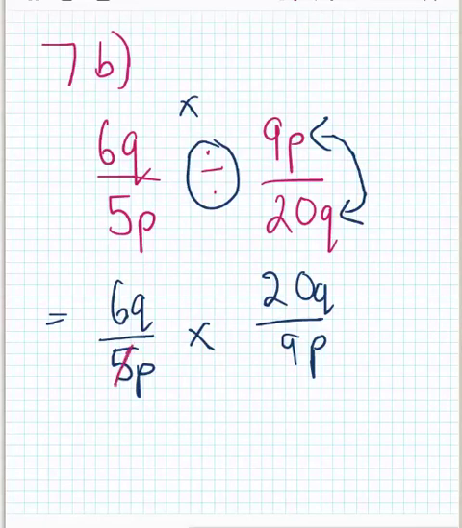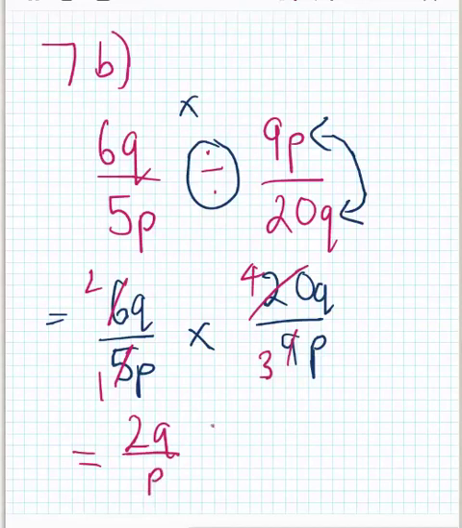5 and 20 divided by 5, it's 1. 20 divided by 5 is 4. 6 and 9, I can divide them both by 3. Divided by 3, it's 2. 9 divided by 3 is 3. And now multiply it out and we're done. So I've got, if you want to write it out again to see it more clearly, we have 2q over 1p, or just p, times 4q over 3p.